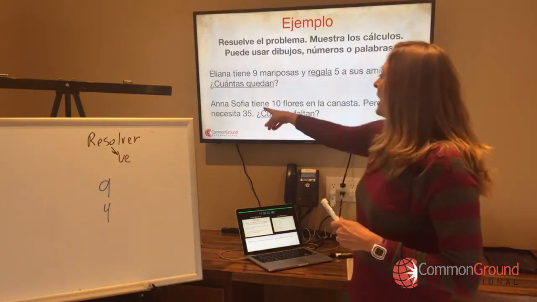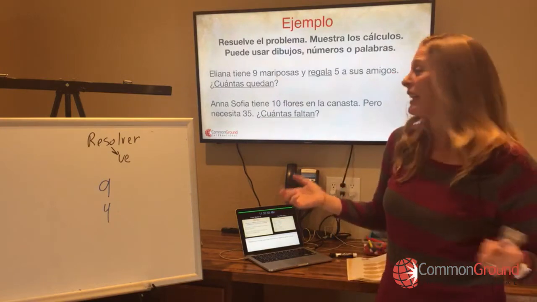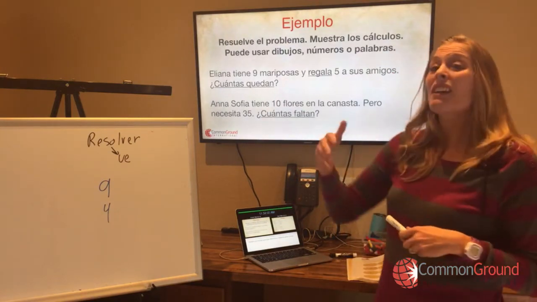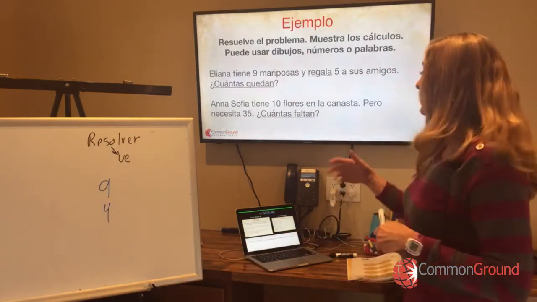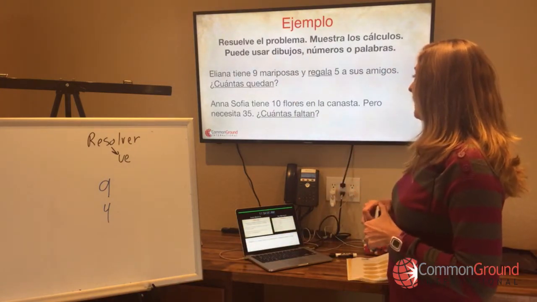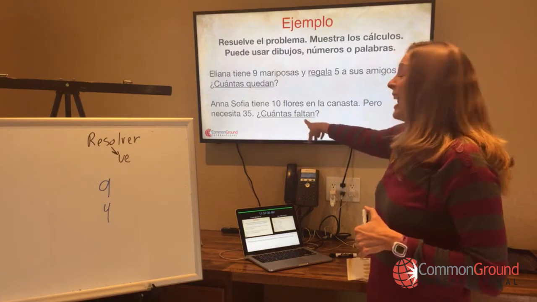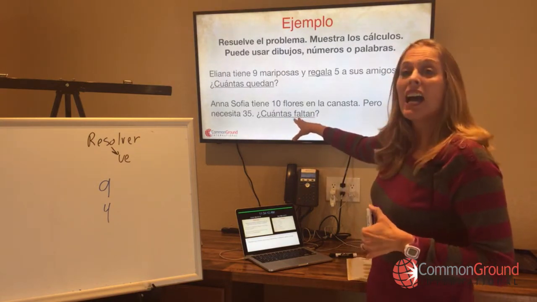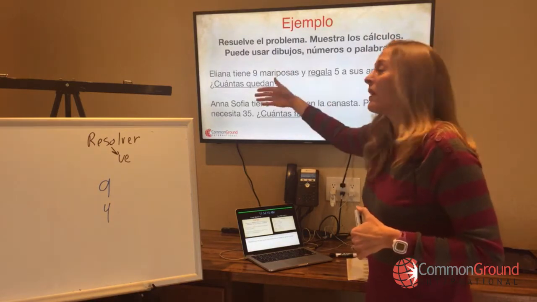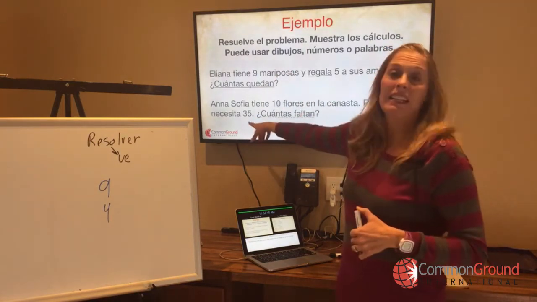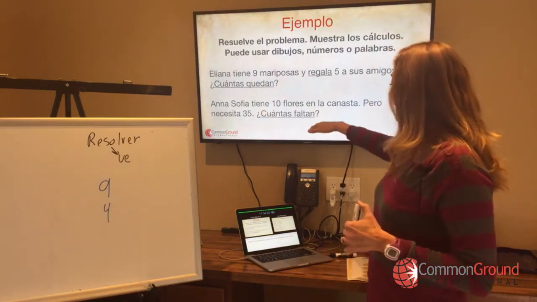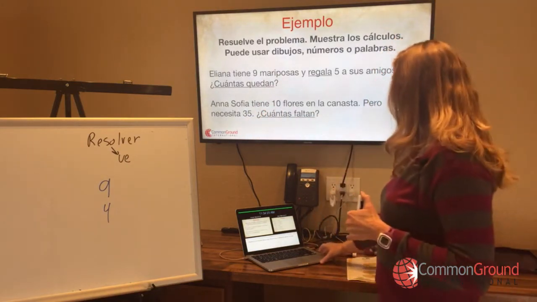Ana Sofía tiene 10 flores en la canasta, pero necesita 35. Necesita 35 flores en la canasta. Entonces, ¿cuántas faltan? Here's our verbo faltar, to lack. In this context, it means how many more does she need to get to 35? Porque ya tiene 10. So ¿cuántas faltan? Esos son unos ejemplos.